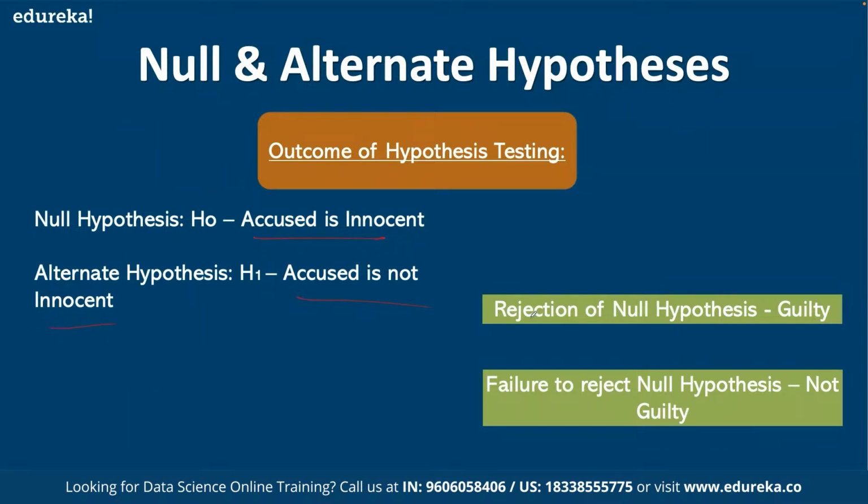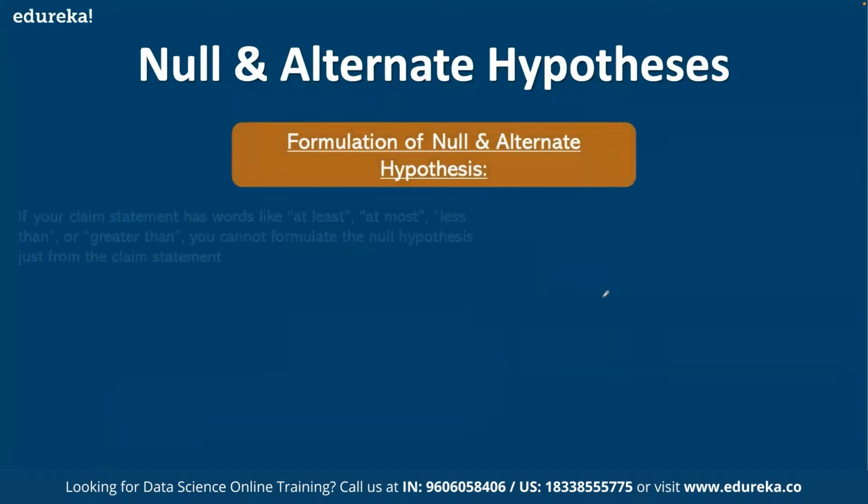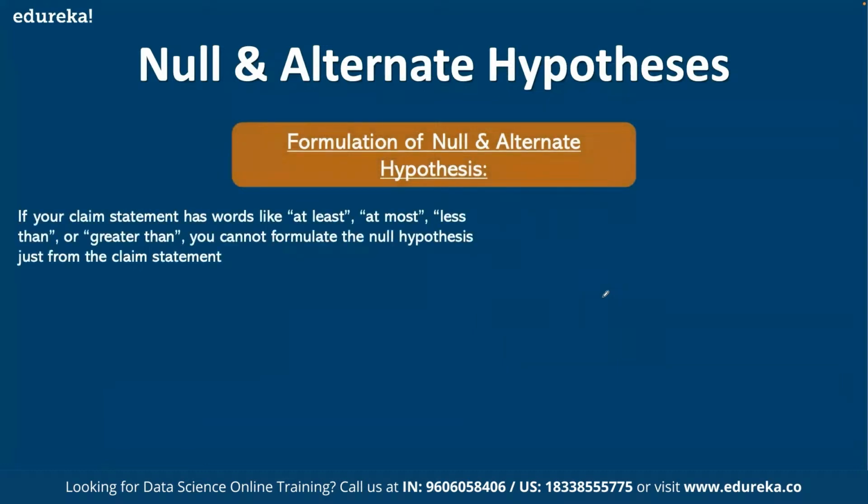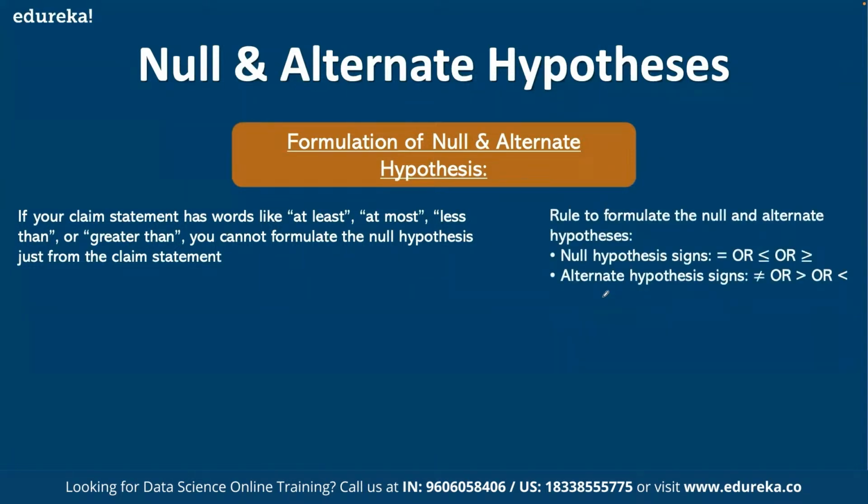Next, if I go ahead with the alternate hypothesis, we are going to reject the null hypothesis. When we are formulating the null hypothesis and the alternate hypothesis, suppose your claim statement has words like at least, at most, less than, or greater than. In such scenarios, you cannot formulate the null hypothesis just from that claim statement. So what you have to do is create something like this. The rule to formulate the null and alternate hypothesis is like this: equal to, greater than or equal to, or less than or equal to.